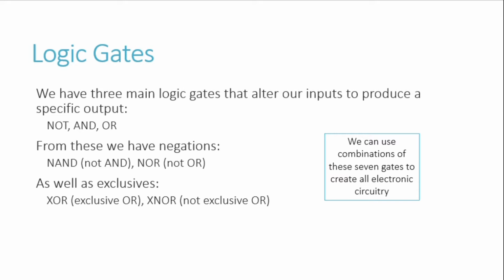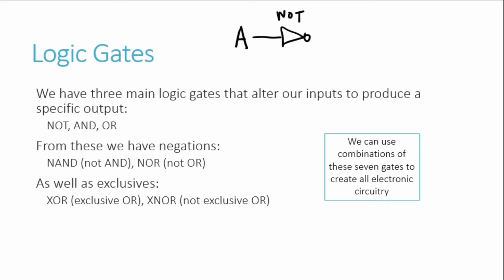Then we have these other kind of stranger gates called exclusive gates, XOR, and what I call XNOR, so exclusive OR and not exclusive OR. Everything you make can be created from a combination of these gates. So what am I talking about here? Let's say we have an input A. If we send it through a NOT gate, and we'll have another page with all the gates on it next, a NOT gate looks like this.